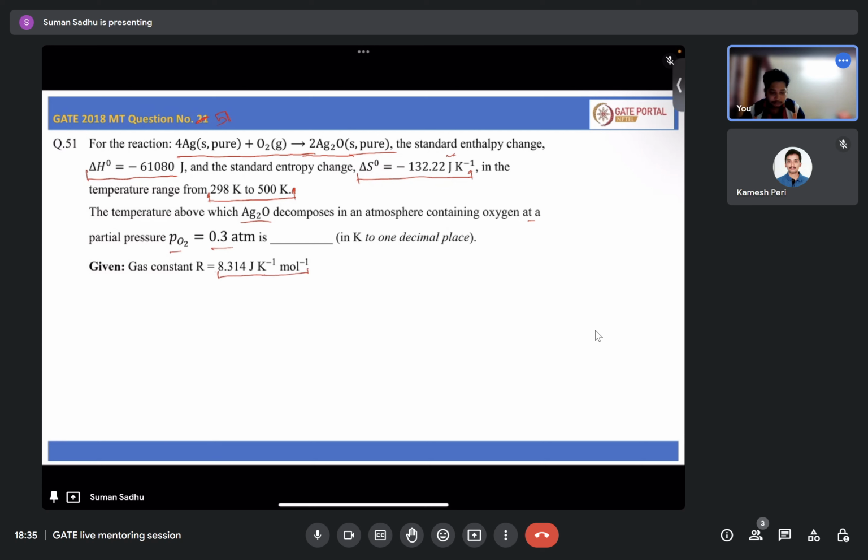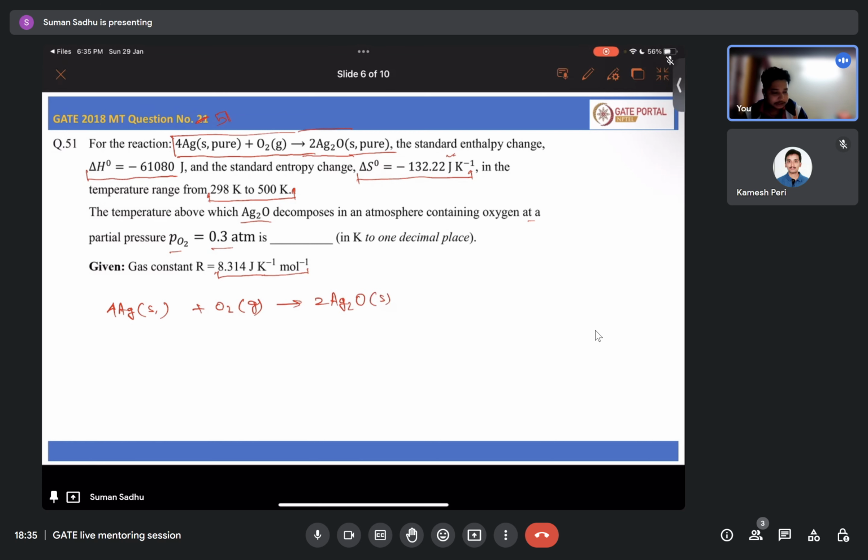Okay. So now we can see from these reactions: 4Ag, solid, plus oxygen, the gas, is forming 2 moles of Ag2O in the solid form. So what will be the K for this reaction? The equilibrium constant K we can write as: on the top it will be the activity of Ag2O whole square, and on the bottom the activity of Ag whole to the power 4, and here the partial pressure of oxygen.